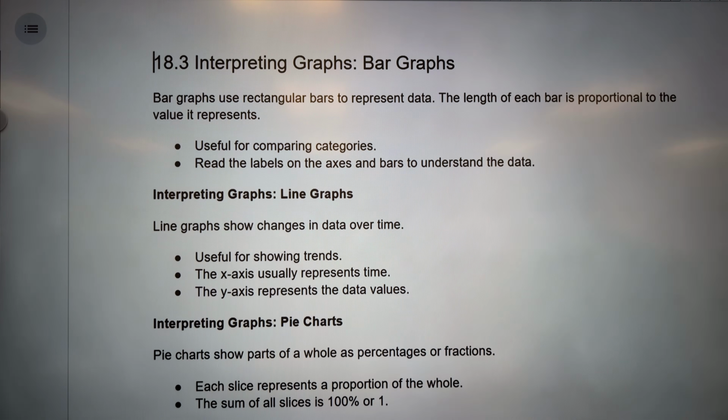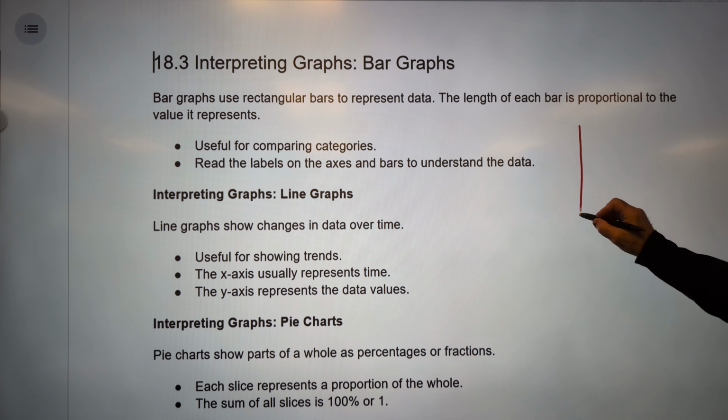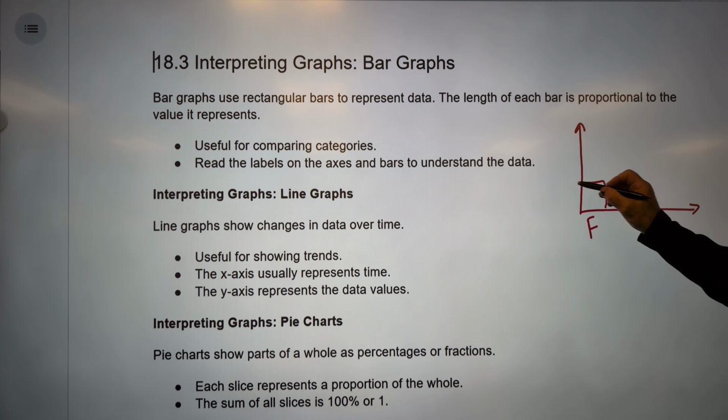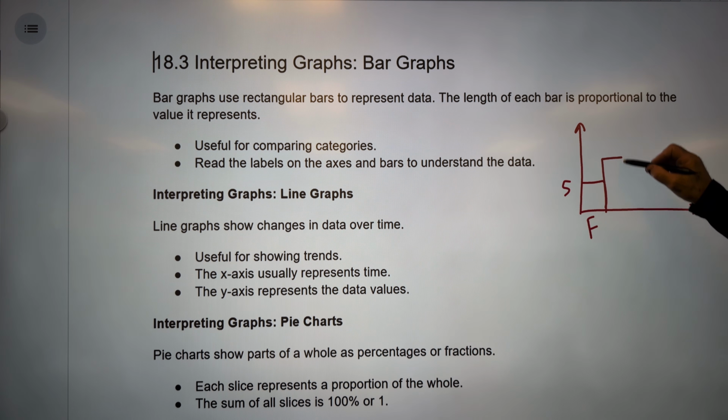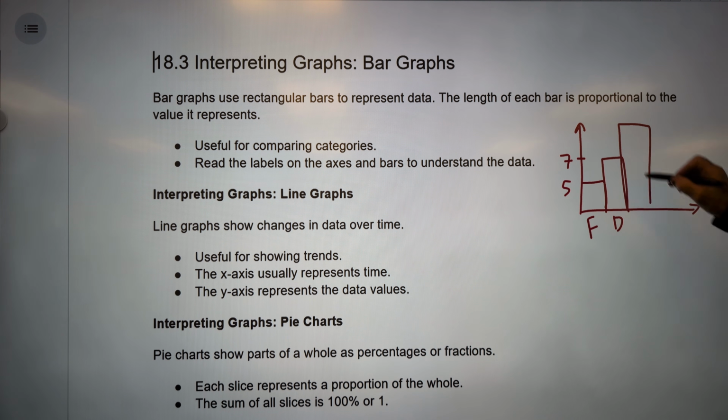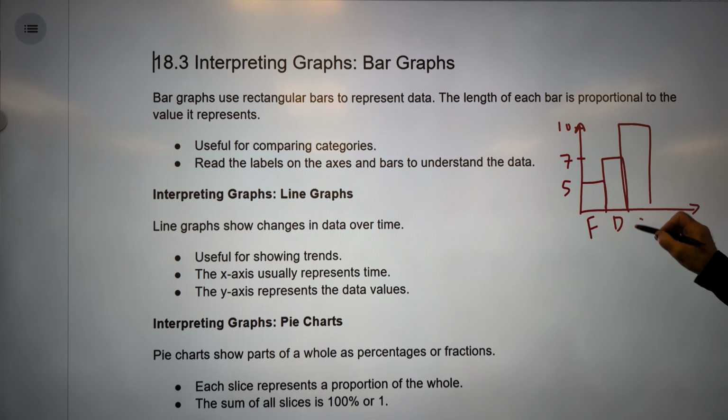Okay, let's take a look at this section right here, interpreting different types of graphs. First, we'll look at bar graphs. In a bar graph, your independent variable is x. Going up is usually how often it occurs. This could be, say, grades in a class, and there are 5 people with an F, 7 people with a D, 10 people with a C, 8 people with a B, and 6 people with an A. So that's kind of a standard bar graph.